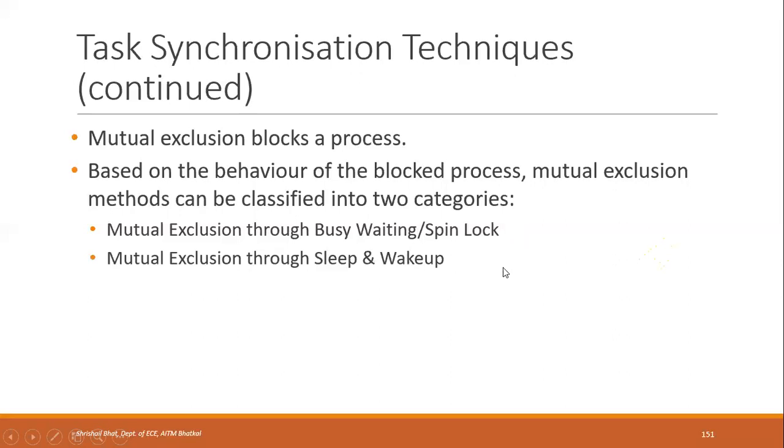And there is a variable called lock variable, which will be set to 1 if access is given, and it will be set to 0 if there is no access given. Okay, so that is one method of mutual exclusion. But in your syllabus, you have been given only the concept of semaphores, and those semaphores come under the second category of mutual exclusion, that is mutual exclusion through sleep and wake up.